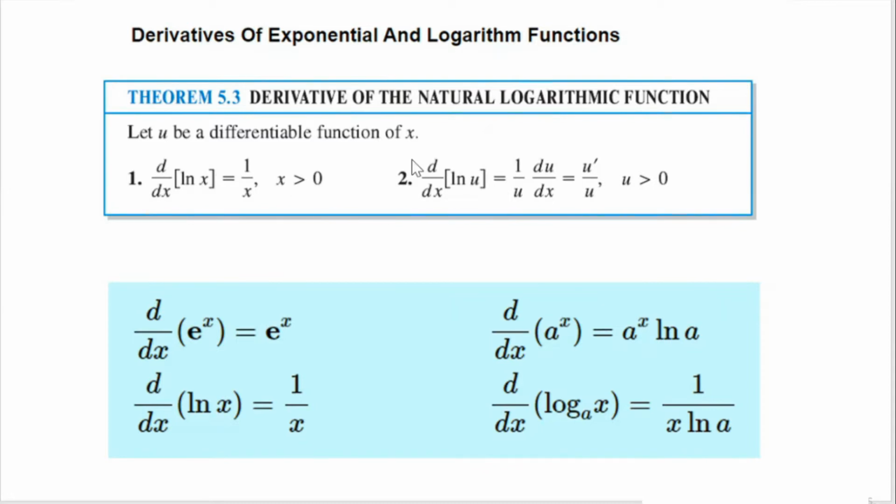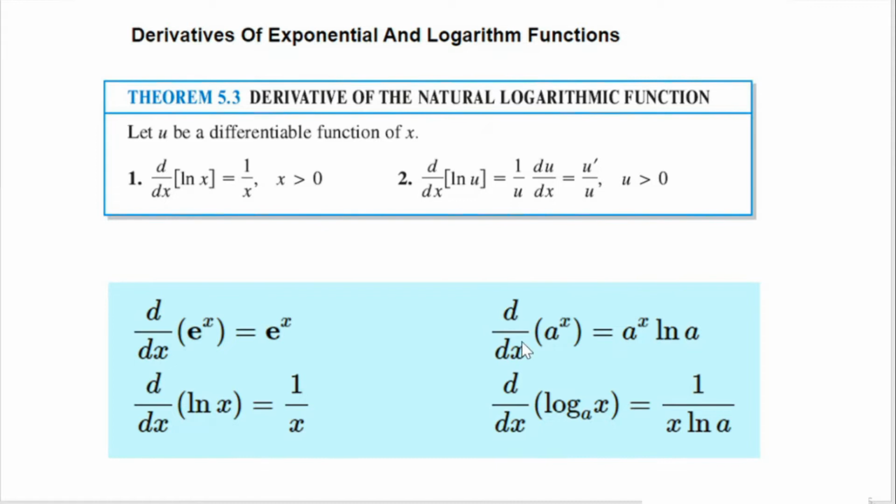The second one, the derivative of ln of u is equal to 1 over u times the derivative of u, which is du over dx, which is just equal to u prime over u, or du over u, where u is greater than 0. And we also have the derivative of e raised to x is just equal to e raised to x. And the derivative of ln of x can be written as 1 over x.